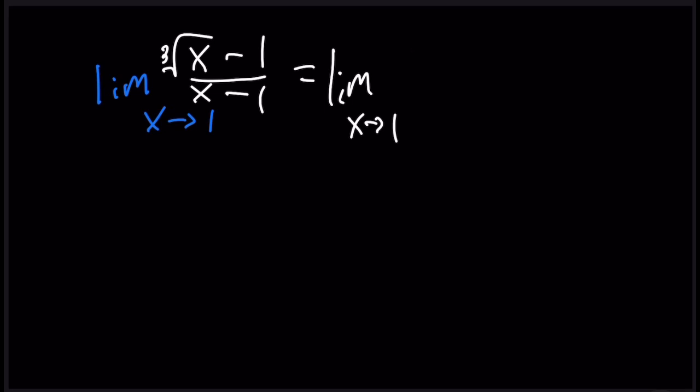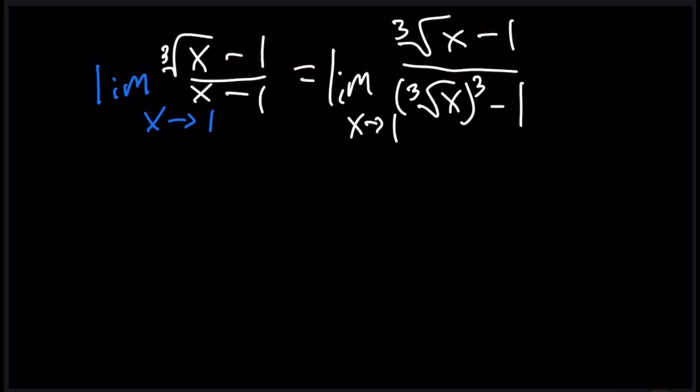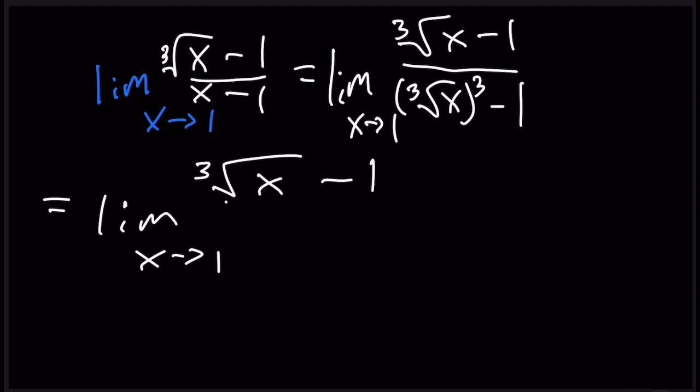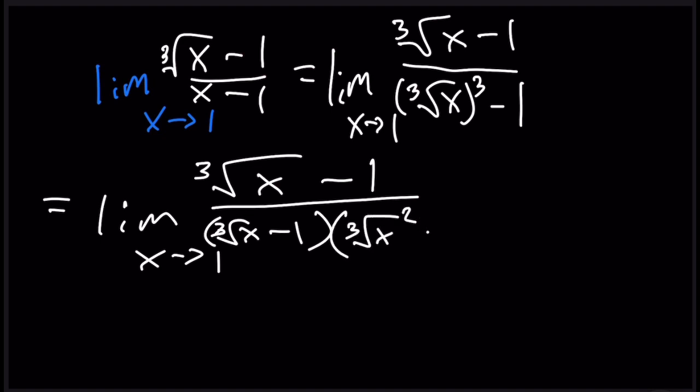denominator looks. So we can keep the numerator the same, but we can write the denominator in terms of the cube root of x. And it'd just be the cube root of x cubed minus 1. And now we can see that there is a difference of cubes in the denominator, and we know how to factor that. So that's going to be the same as the limit as x approaches 1 of the cube root of x minus 1 all over the cube root of x minus 1, sorry, it's a cubed, times the cube root of x squared plus the cube root of x plus 1.